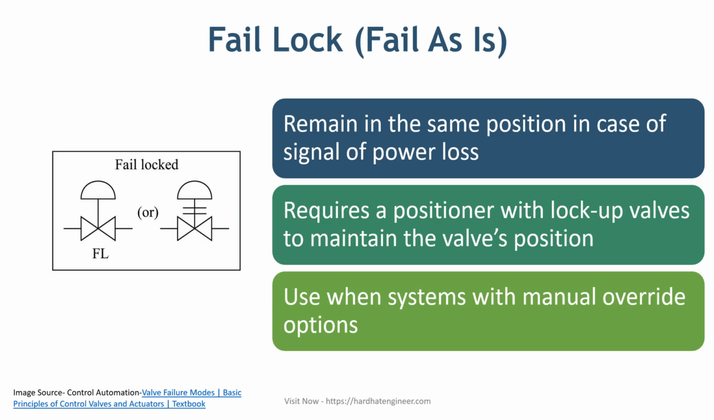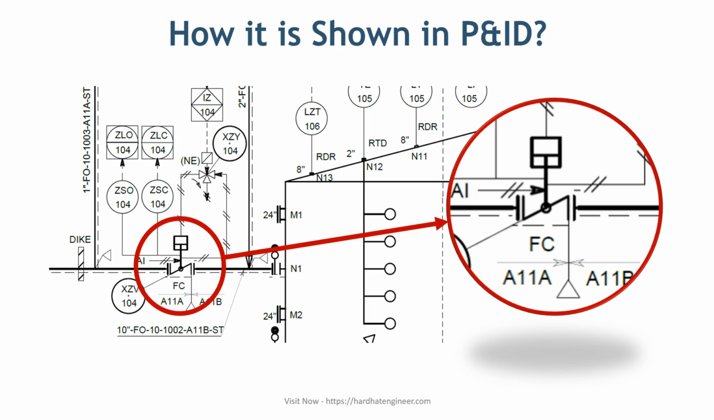Fail lock is used when neither opening nor closing the valve fully is desirable in the event of failure. This mode maintains the last known safe state, making it useful in systems where manual intervention is necessary to correct the situation. Now let's see how it is shown in P&ID.